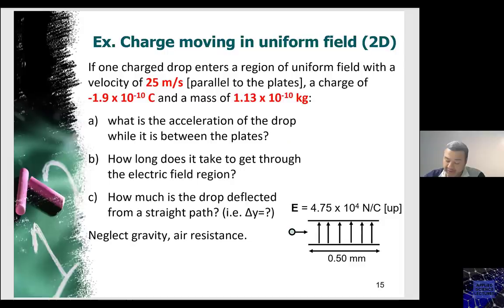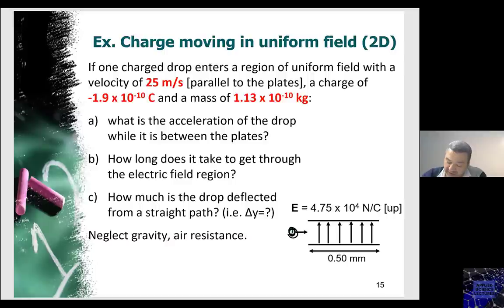Okay, let's move on to the next slide. In this slide, we have a charged drop that enters a uniform electric field. As we can see, it has a velocity of 25 meters per second at the entrance, parallel to the plate, and a charge of minus 1.9 × 10^-10 Coulomb.